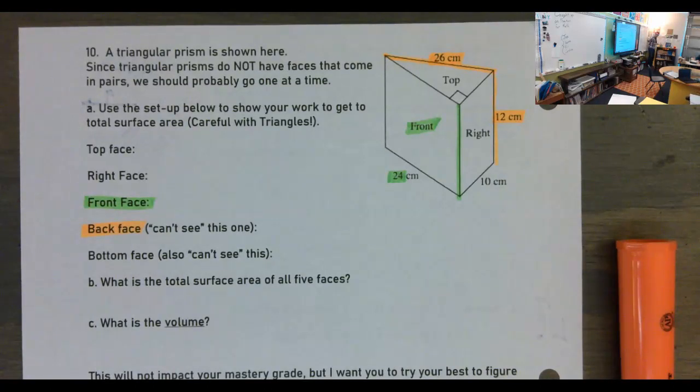We got to turn our brain on here. This is not identical front to back, left to right. There's a right and there is no left. Because this is a triangular prism.